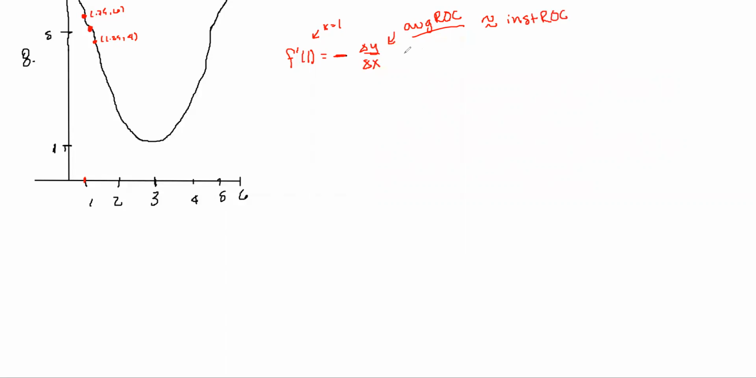So I'm going to do that. I'm going to say for delta y, I have 5 minus 6, and then I have 1 minus 0.75. So this is going to turn out to be negative 1 over 0.25, or negative 1 over 1 over 4, which I can call negative 4.